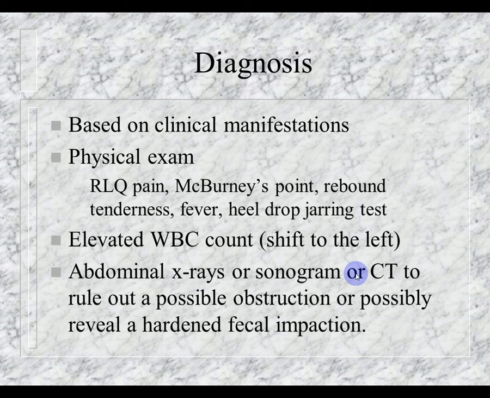Elevated white blood count, shift to the left. If you'll remember, that means too many immature white blood cells, bands, or stabs that occur with an overwhelming acute infection. Look for a count 15,000 or greater. Abdominal x-rays, sonograms, CTs to rule out the possible obstruction or possibly reveal a hardened fecal material. Also keep that in mind.